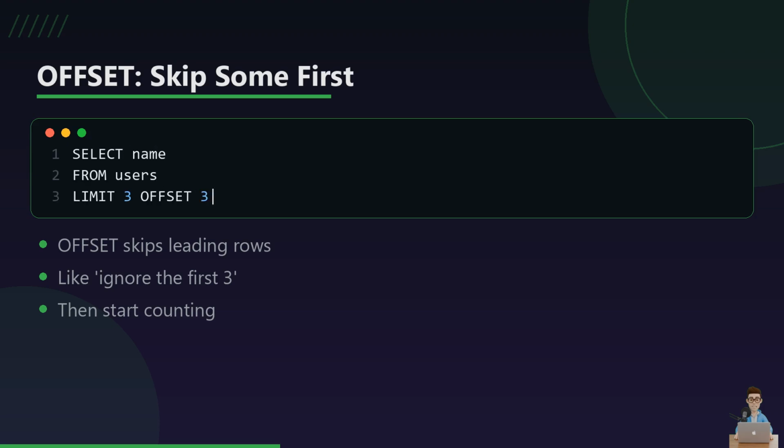Now OFFSET is the opposite move. It's like telling someone skip the first 3 people in line, I'll start with the 4th. So OFFSET 3 jumps past 3 rows and then LIMIT 3 grabs the next 3. In short, OFFSET says start further down the list.